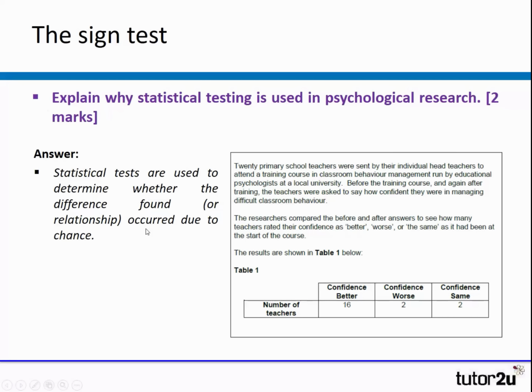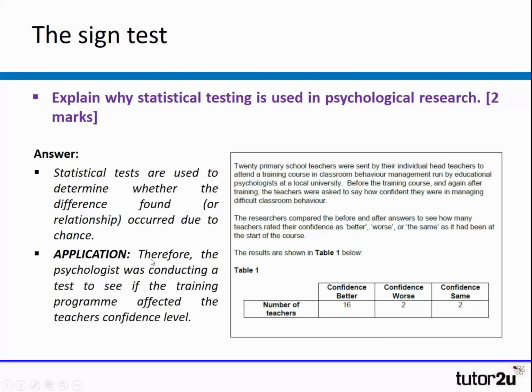Statistical tests are used to work out if the difference we find, say between the 16 and the 2, occurred due to chance, or is it actually due to that training program that's been put on for the teachers? So is there a reason that these 16 people felt better, and is it due to the training course, or is it just really mere chance? We could apply that just to make sure we get the second marks. Therefore, the psychologist was conducting this test to see if the program affected the teacher's confidence levels.